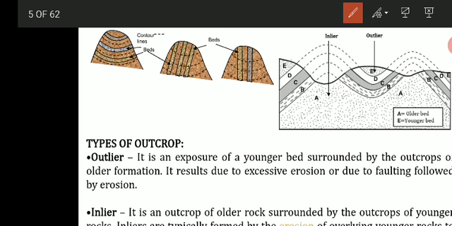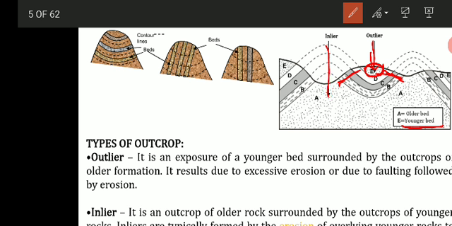So here in the image you can see I have written outlier. So what is exposed here? Which bed is exposed? The younger bed, that is at the top. So it is the exposure of the younger bed which is surrounded by the outcrop of the older formation. This results from excessive erosion or from faulting which is followed by erosion. So when the younger bed is exposed, surrounded by the outcrop of older rock, that is called an outlier.